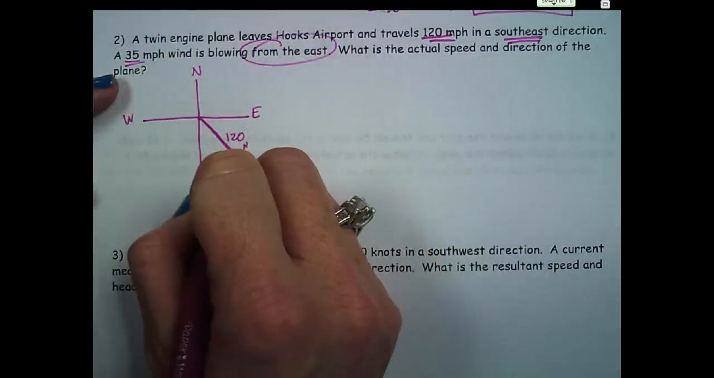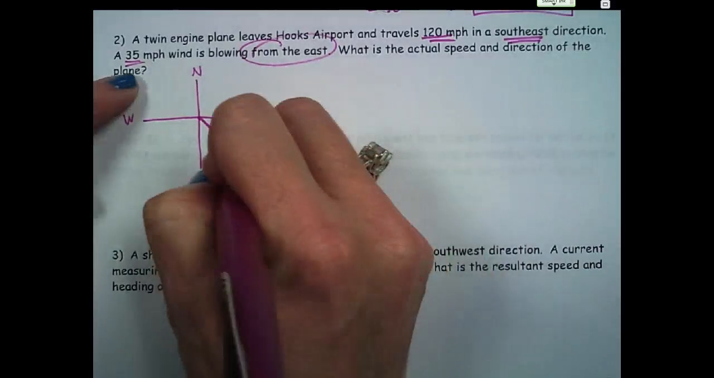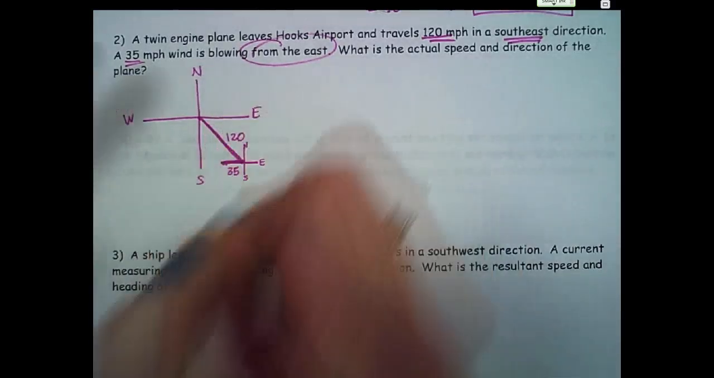So I'm actually traveling west 35. So I'm going to put this here, and it gave me the speed, which means it gave me the distance. This is 35.